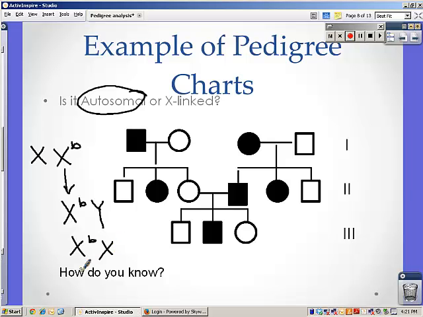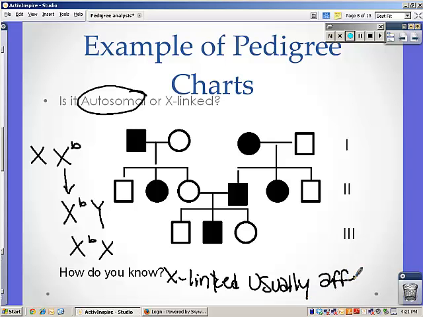So usually, when you're looking at a pedigree, you'll see circles or squares. It's going to be the squares that are the affected ones. So you usually will only see squares shaded. Okay, so X-linked usually affect male offspring.